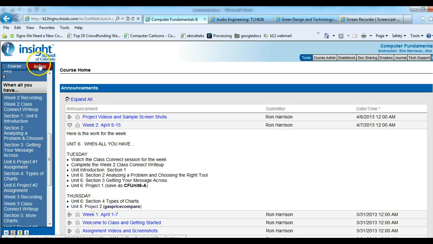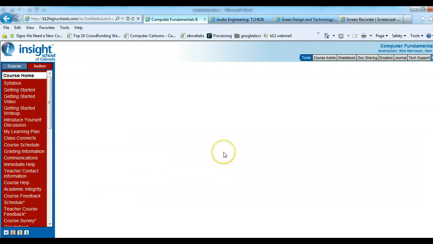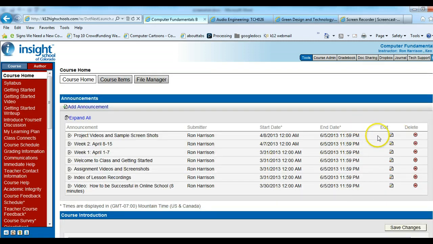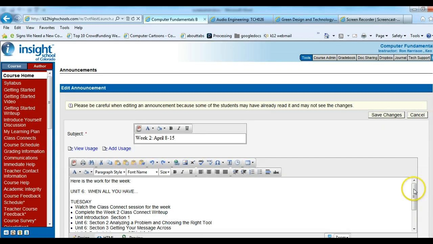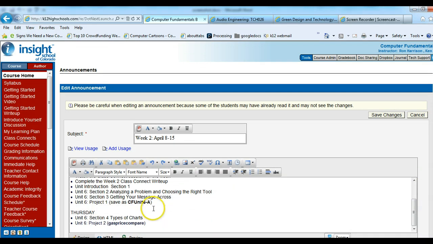And I need to make a slight change on here. On the Tuesday work, you'll actually be turning in two files here, and CF unit 6-B. So you're going to be turning in two files on this project work.